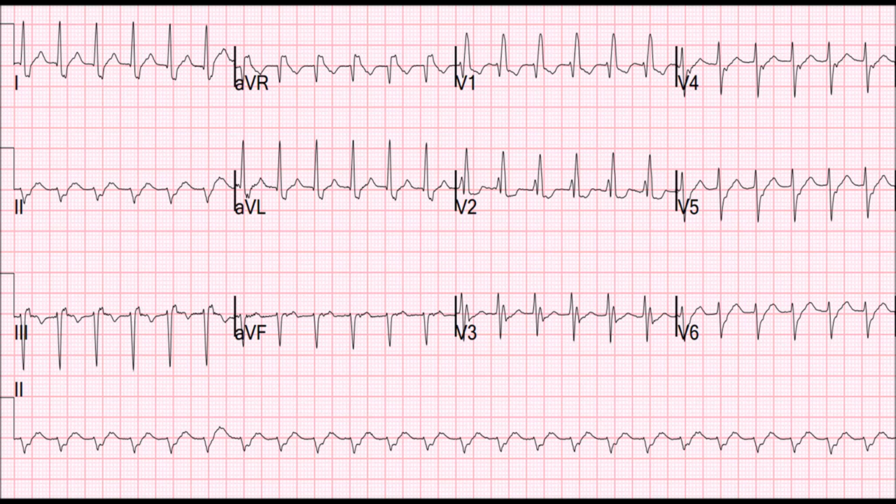Someone with palpitations, put them on a Holter. They go home and they come back and go, oh, it's a heart rate of 150. And you see a P wave in front of every QRS, okay? It looks like sinus tachycardia. So I ask the patient, what are you doing? They say, oh, I was jogging, sinus tachycardia. No, I was just sleeping.